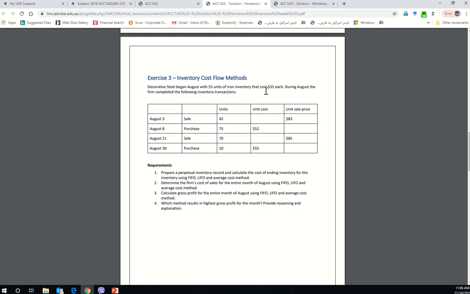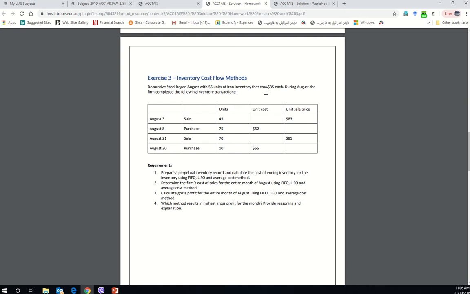We covered 3 important methods: FIFO, LIFO, and the average cost method. We also explained how to calculate the ending balance and the cost of sale on the FIFO, LIFO, and average cost methods. And we explained why the profit on FIFO, LIFO, and the average cost method is different. It is quite important to be able to explain the differences between them.